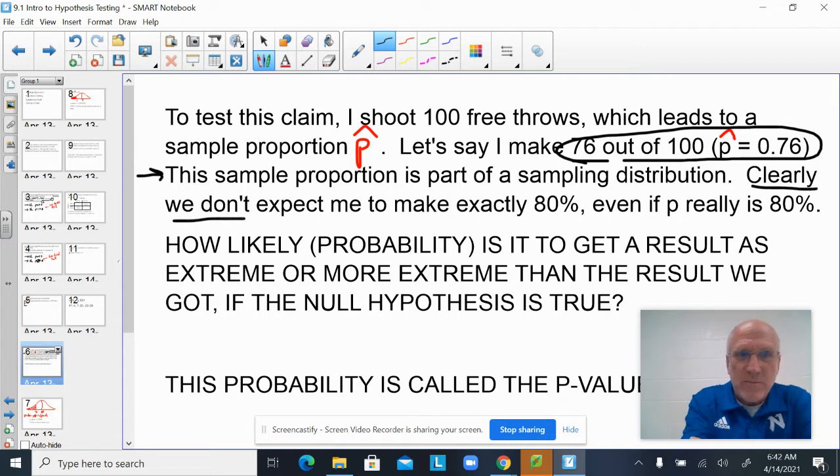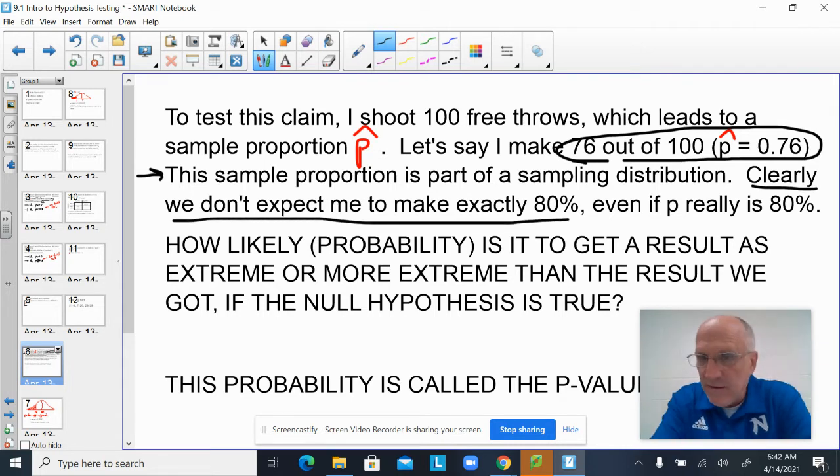Now, this sentence is important. It says clearly we don't expect me to make exactly 80%, even if p really is 80%. If it is true that I'm an 80% free throw shooter, if I just took one set of 100, you would not necessarily expect me to make exactly 80. There's going to be normal variability. I might make 76% one time, I might make 85% one time, I might make 81% one time. Now, would you expect me to make all 100? Maybe not. Would you expect me to make like 3 out of 100? Maybe not. But certainly there would be some variability.